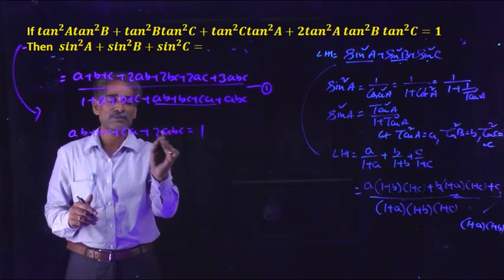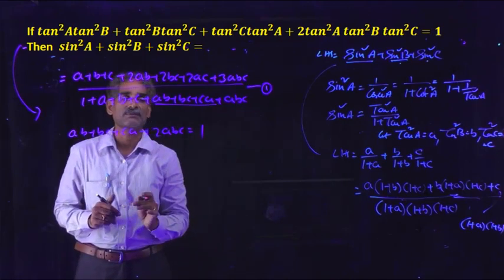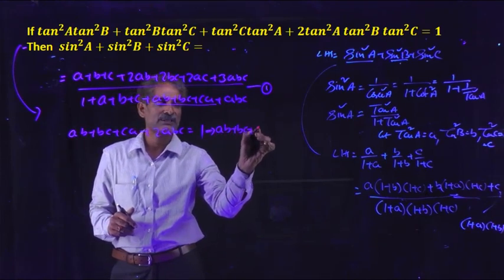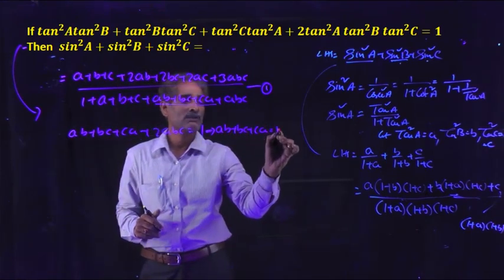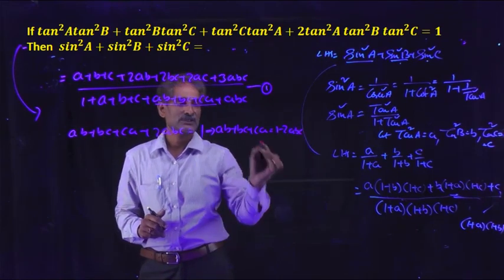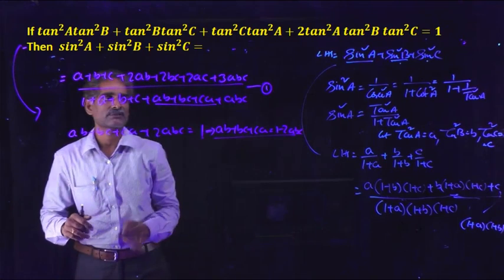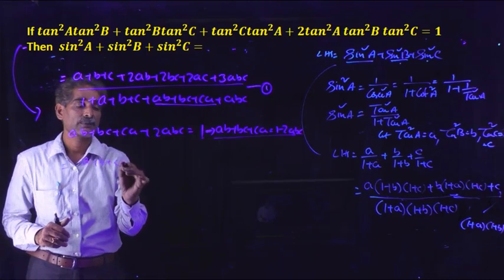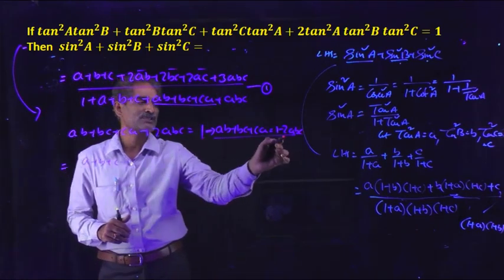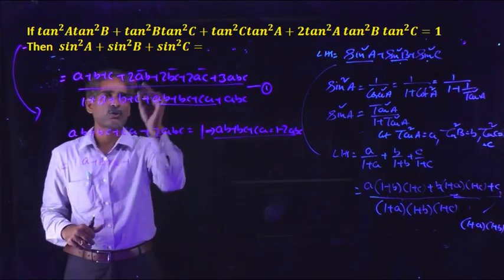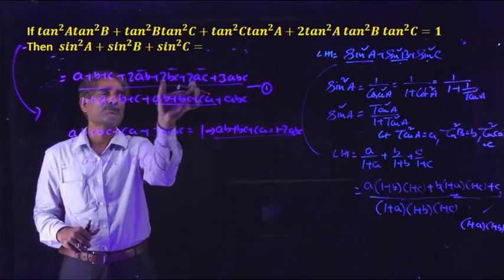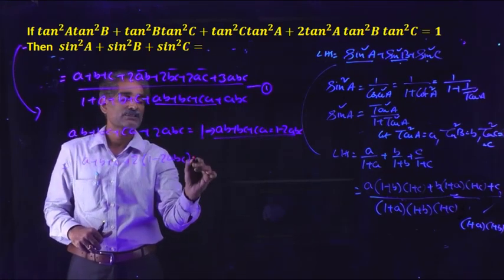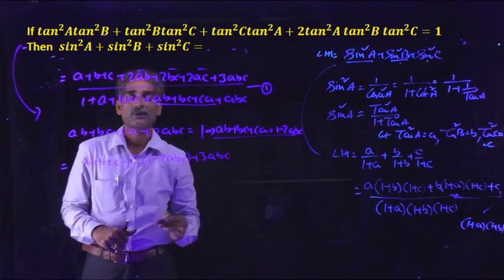AB plus BC plus CA plus 2ABC is equal to 1. So AB plus BC plus CA plus ABC equal to 1 minus ABC. So from this, AB plus BC plus CA is equal to 1 minus 2ABC. Just substitute this result in both the cases. Then we will get A plus B plus C in the numerator, plus in place of AB plus BC plus CA, you should write this one. So take 2 common, then we get 2 times (1 minus 2ABC) plus 3ABC.